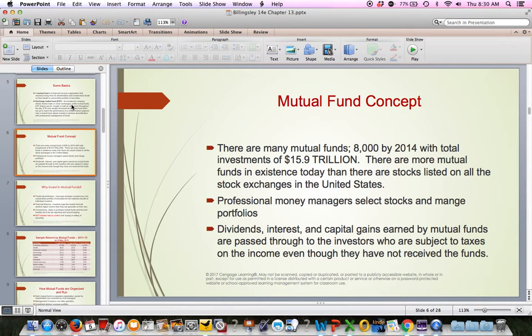So mutual funds, there are actually about 8,000 mutual funds with $15.9 trillion invested in them, and so there are more mutual funds than actual stocks on exchanges that you can buy and sell, believe it or not, which is kind of a strange concept, but it's very true. Professional money managers select the stocks within the portfolios, and the dividends, interest, and capital gains earned by the mutual funds flow through to the investors. The mutual fund company does not pay tax on any of the investment earnings. Instead, the people who own shares of the mutual fund pay that tax.